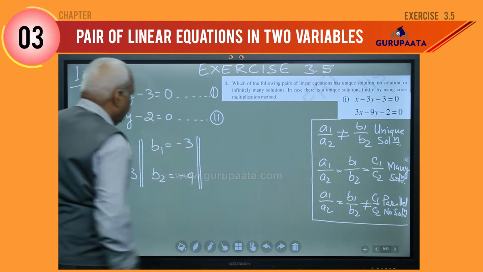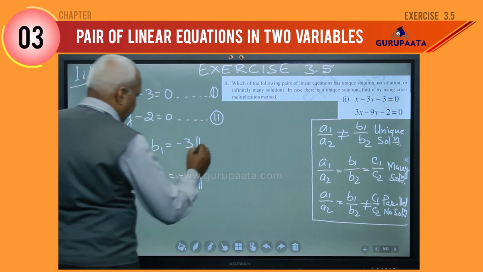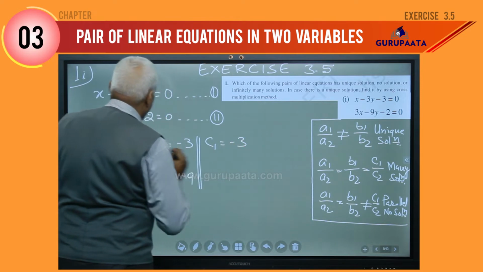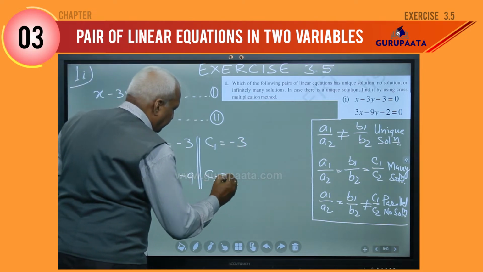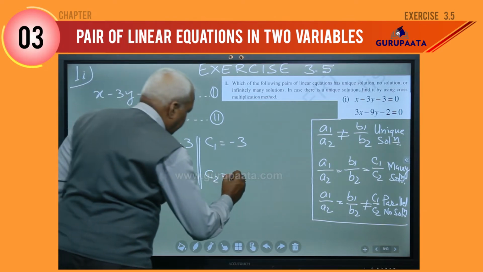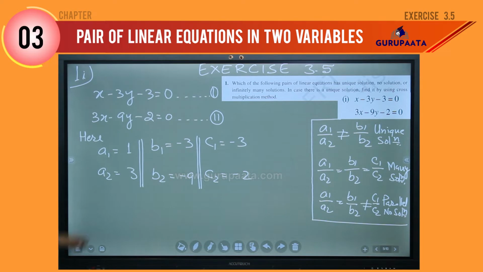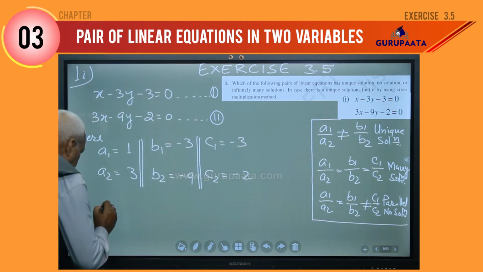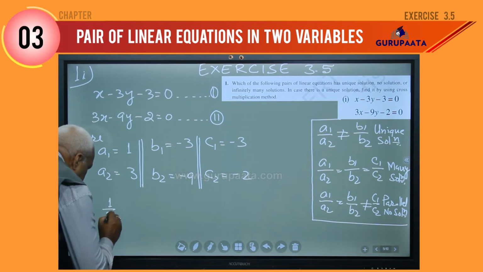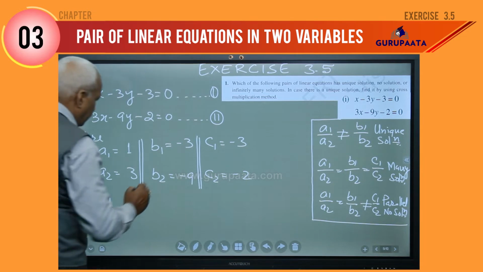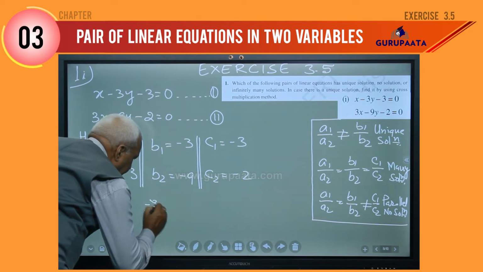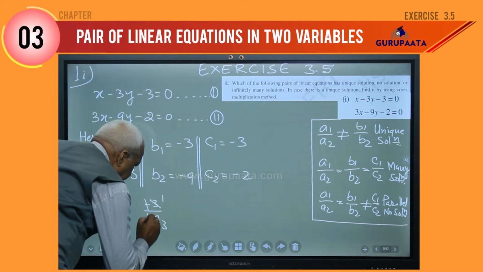I will again draw a line. Now the constant term c1, the first constant term, equal to minus 3. And c2, the constant term in equation 2, is minus 2. Right? So it is all given. Now we will calculate a1 by a2, which is 1 by 3, and b1 by b2, minus 3 by minus 9, which is also 1 by 3, as the minus signs cancel.